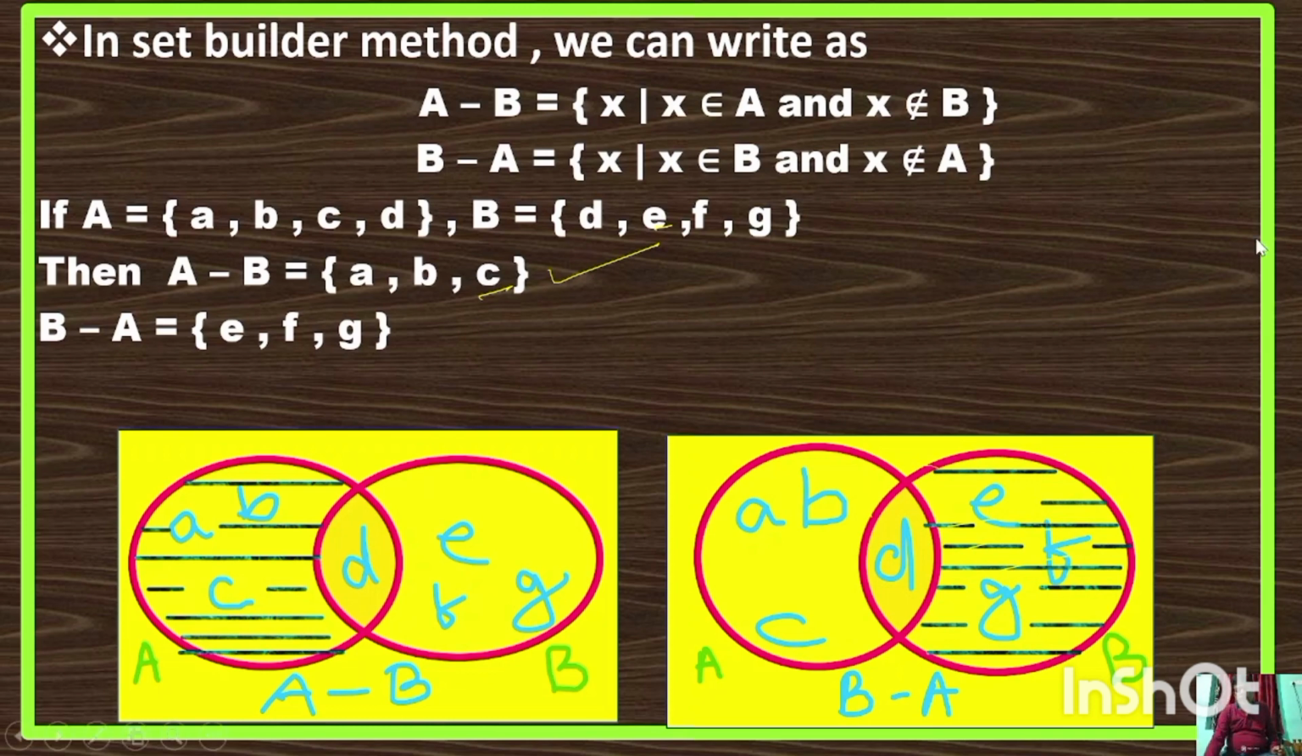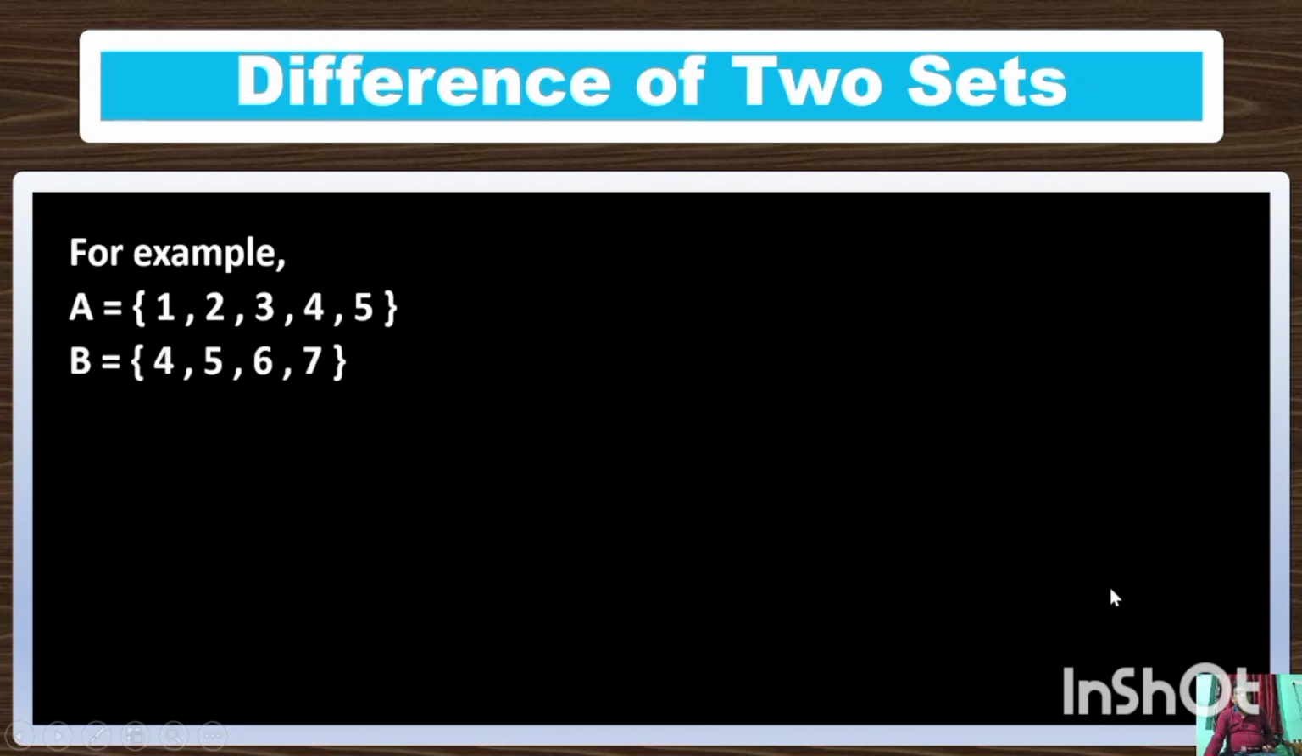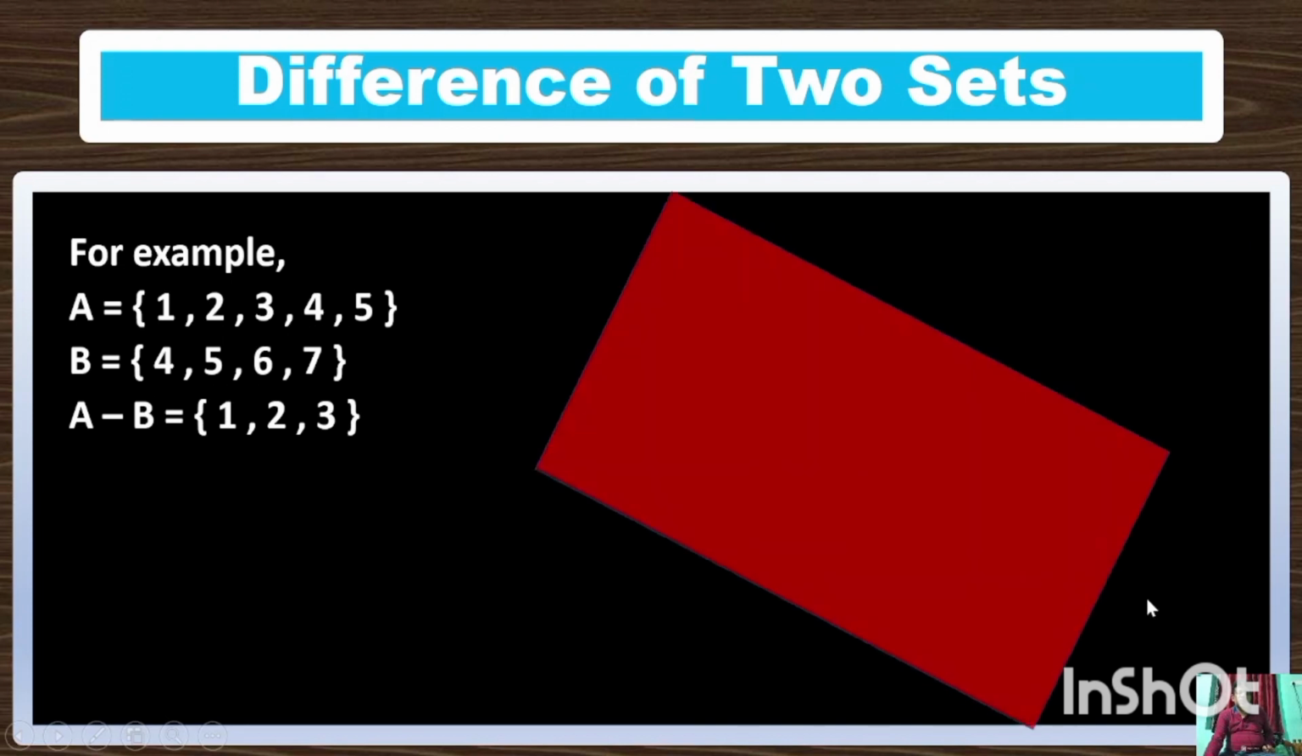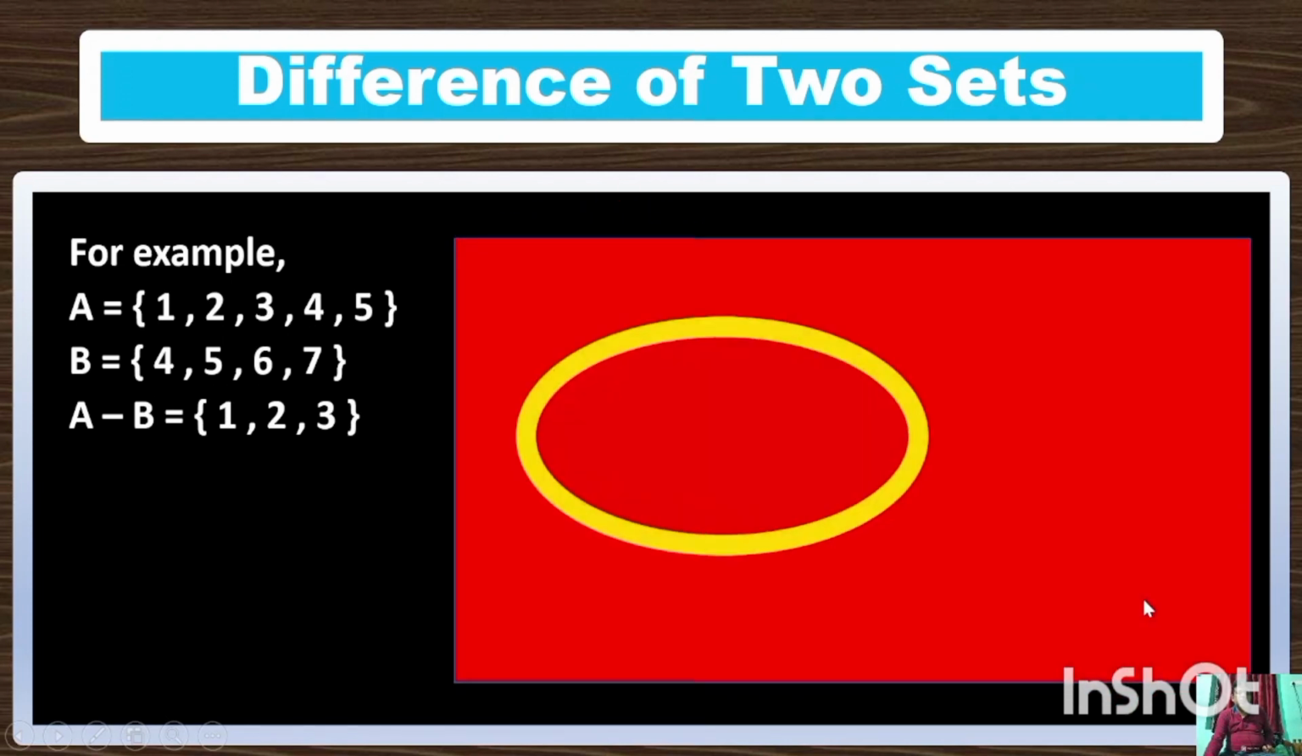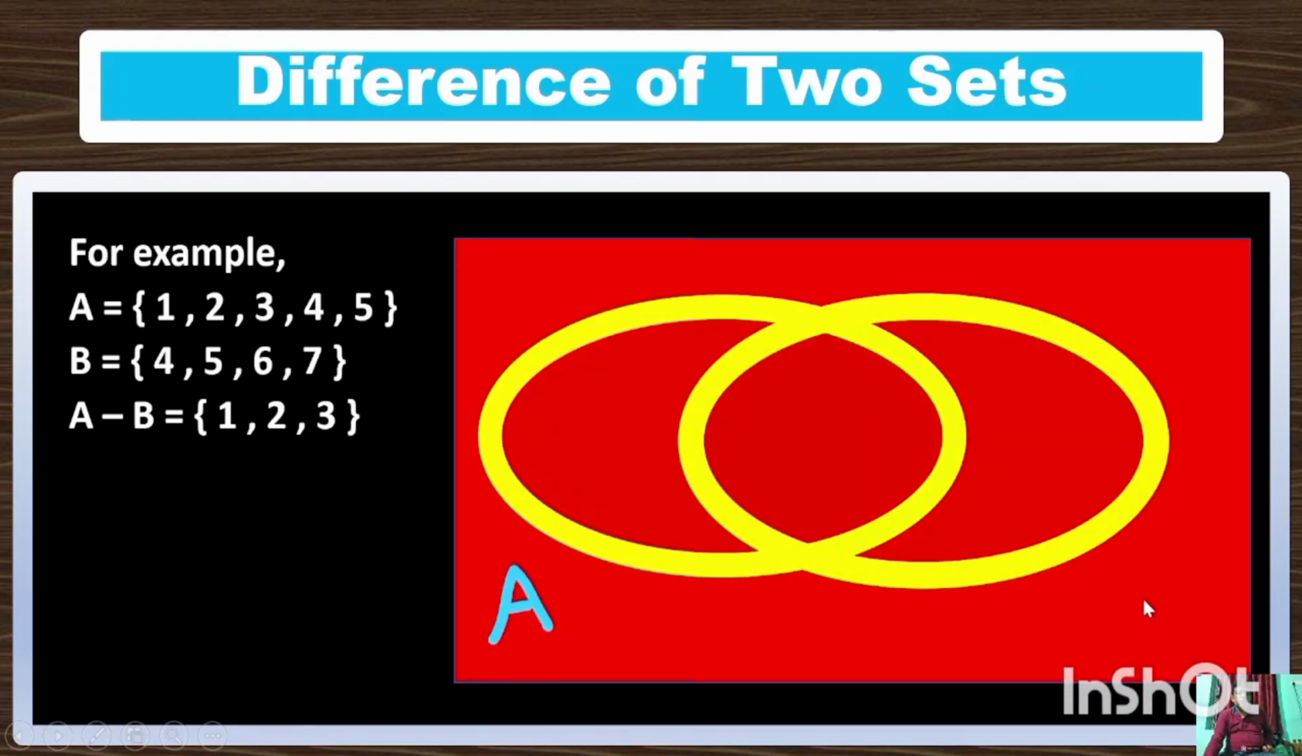Okay, let's move. The difference of two sets we are discussing with an example. Let's see one example. Suppose A is a non-empty set and B is another non-empty set. Then A difference B, the elements are 1, 2, 3, with the help of the Venn diagram.